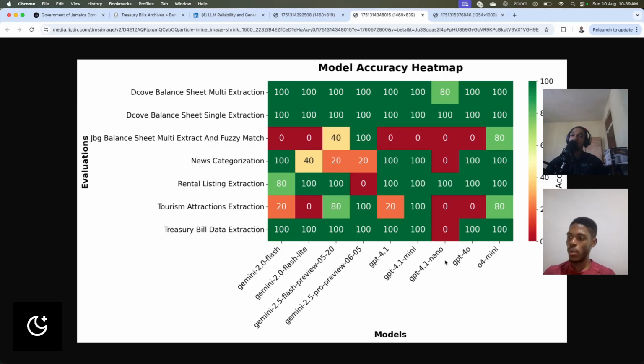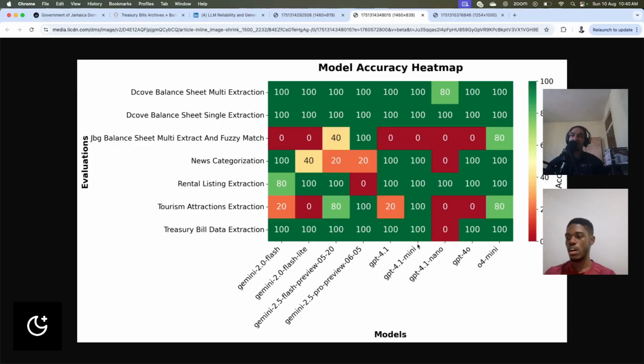I still went with 4.1, well, I went with 4.1 mini actually, because as you can see, its performance, except for this one which was the toughest task, was 100%. So I was like, okay, this is what I'll achieve. That's nice. That's actually phenomenal.